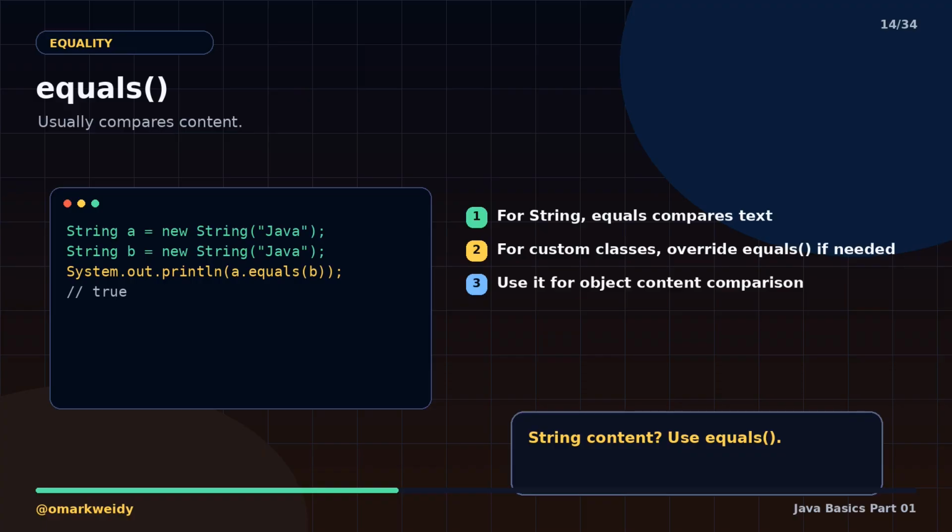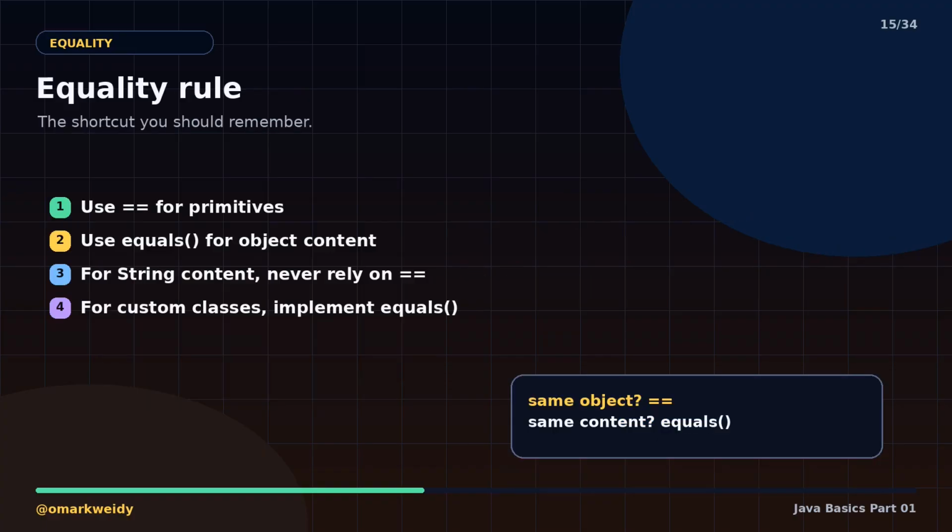The rule is simple. Use double equals for primitive values. Use equals for object content. For string content, equals is the safe choice.